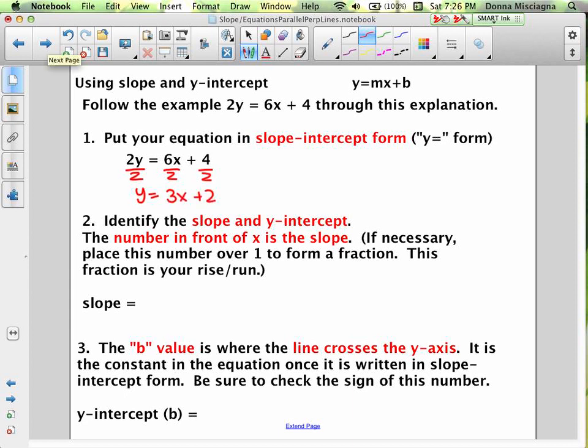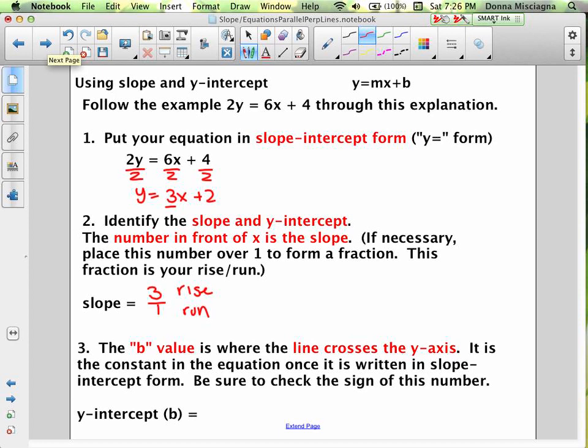We want to identify the slope and the y-intercept. Our slope is the number in front of x. If necessary, you can put it over 1 so it forms a fraction so that you can remember the rise and the run, so you don't just count up 3 and forget to go to the right one. All right, so I'm going to write the slope as 3 over 1. Normally, though, I would just write the slope as 3. It's just because I want you to remember this is the rise and the 1 is the run, right? So don't just keep counting up.